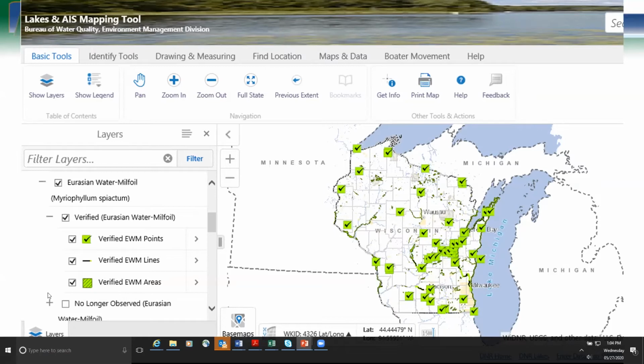Where you see the green check, it means it's a verified Eurasian water milfoil, and then some of these are just lines if it's along a section of stream where it's found, and if we have a hash mark, that's going to be a polygon. So they're not all going to be big like this with the big check marks. They'll be a little harder to see. You can see this in Vilas and Oneida County. So not all the maps are going to be totally visible in the PowerPoint, but you'll be able to access them through our mapping tool.